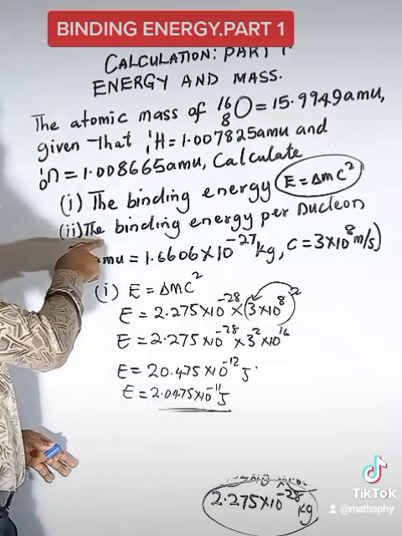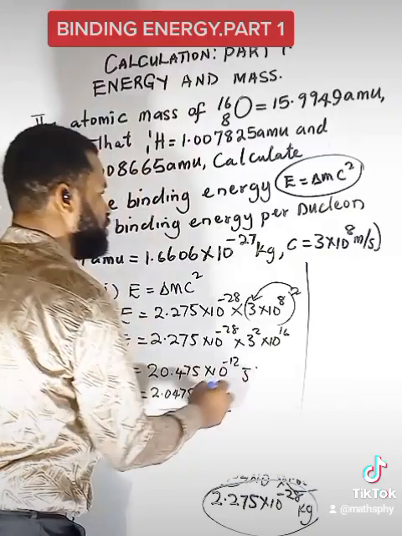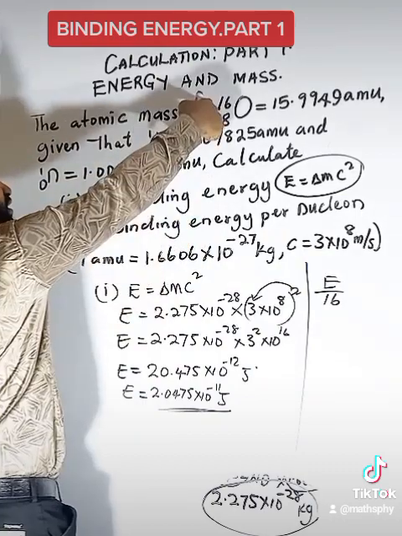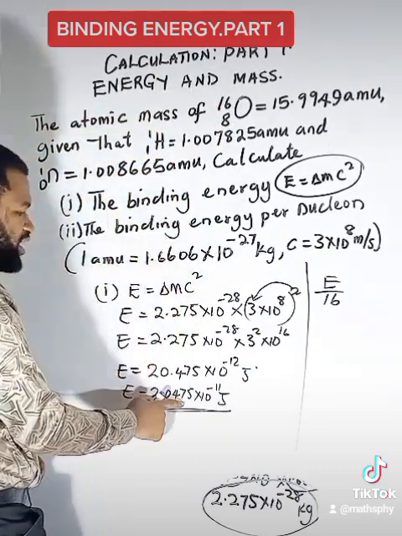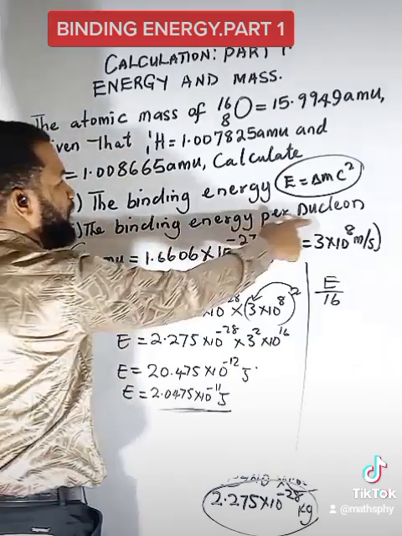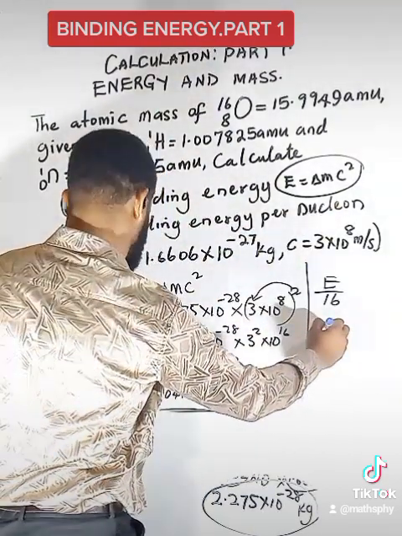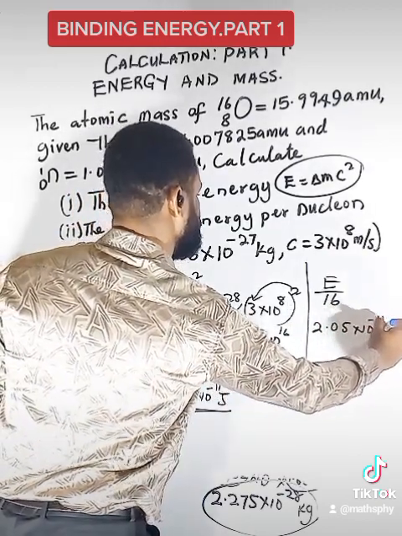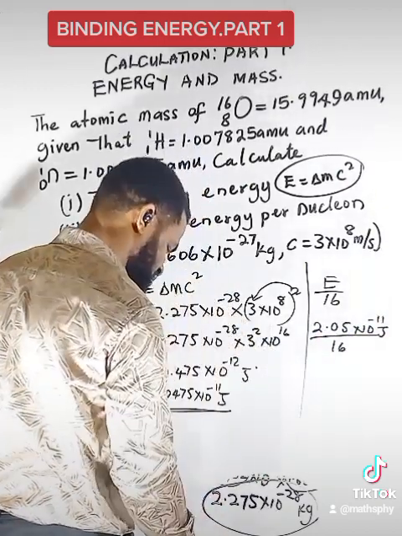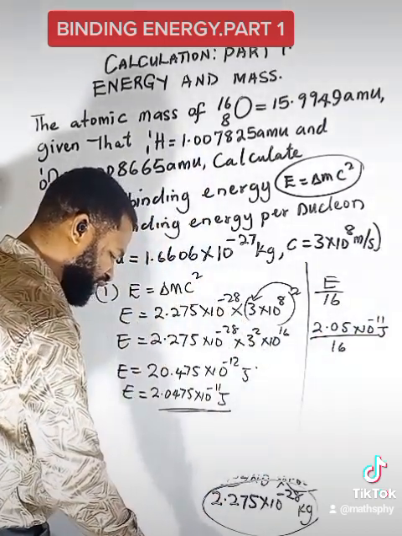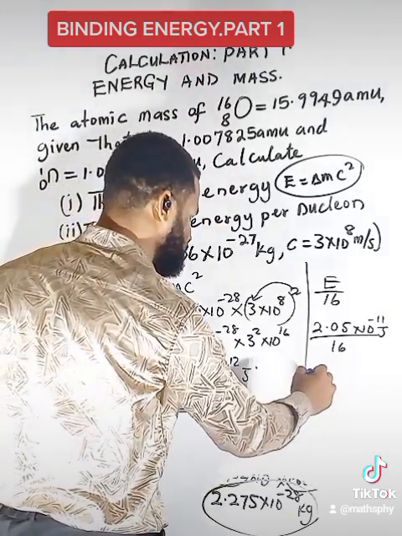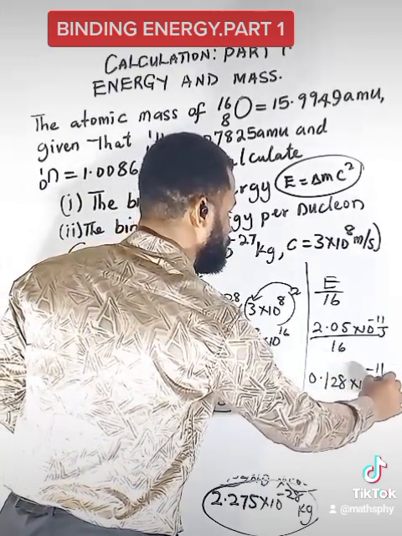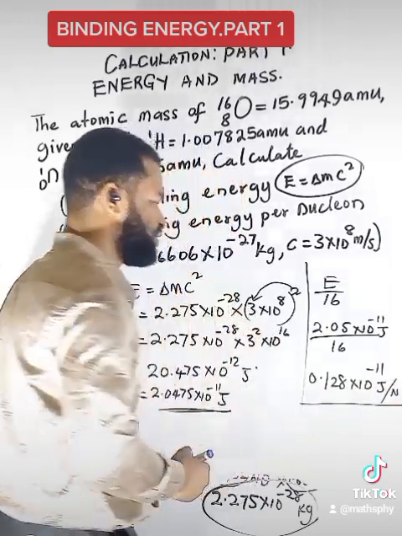Now for number 2, the binding energy per nucleon. I'm going to have E divided by 16, because the number of nucleons is 16. If I divide the binding energy by 16, I will have the binding energy per nucleon. That is 2.05 times 10 raised to the power minus 11 joules divided by 16. So 2.05 divided by 16, I have 0.128 times 10 raised to the power minus 11 joules per nucleon. This is the value.